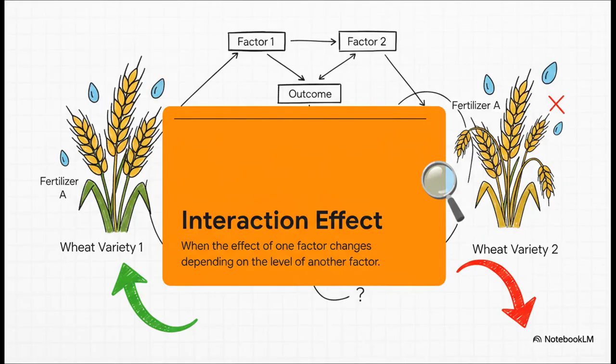Now, this is where it gets really, really cool. Two-way ANOVA can spot something called an interaction effect. This happens when your two factors don't just add their effects together, they actually influence each other in a surprising way. For instance, maybe fertilizer X is amazing for wheat A, but it's totally useless or even bad for wheat B. That's an interaction. It's the "it depends" effect.